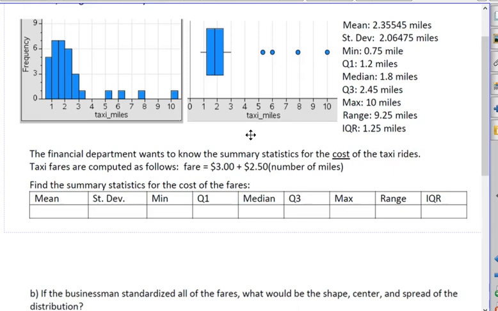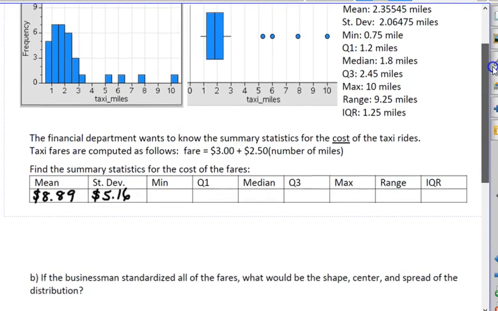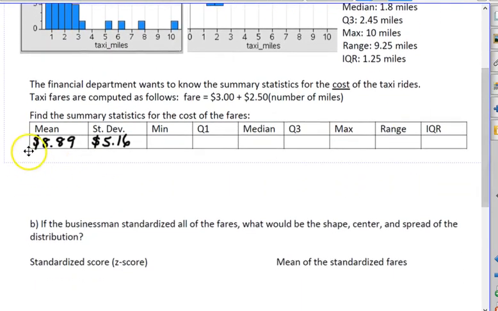What would be the mean of the taxi rides? What would be the standard deviation of the taxi rides? Here are the mean and standard deviation of the taxi rides. Now, if you had 8.89 and 8.16, you made a very common mistake.